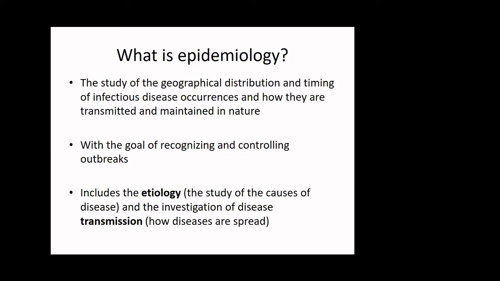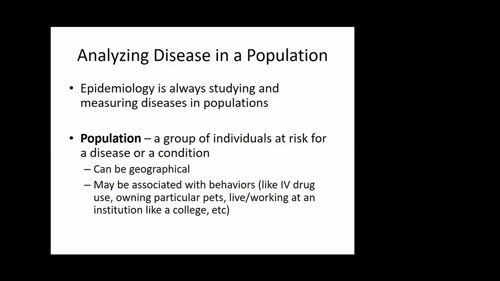Epidemiologists focus on the etiology, or the cause of the disease, and the transmission, or how diseases are spread. So epidemiologists really focus on analyzing diseases in populations. A population is a group of individuals who are considered at risk for a disease or a condition. It's usually geographical. It can be associated with certain behaviors like IV drug use, or owning particular pets, or living or working at certain places, those kinds of things.